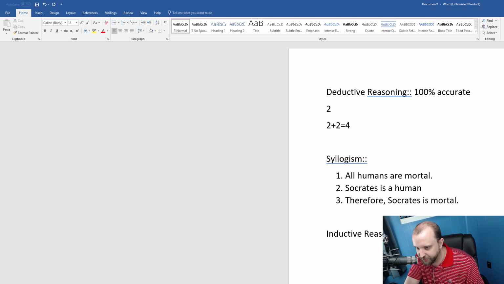So inductive reasoning, if it can't be 100% accurate, what's the furthest number that it could go up? 99.9999 into infinity. That's how inductive reasoning, the amount of probability, it can go up to that number.